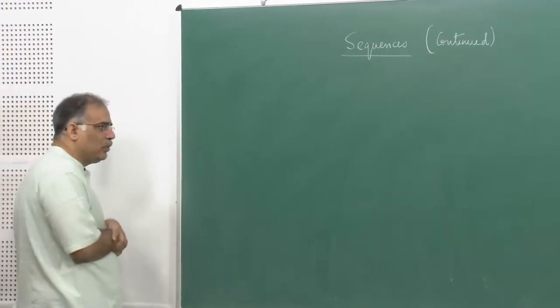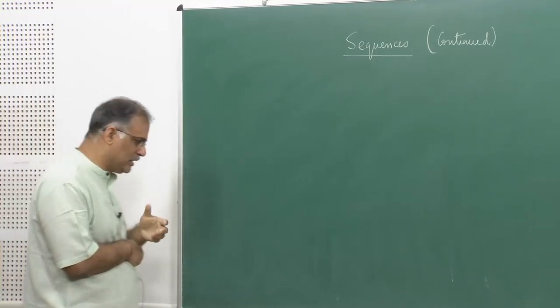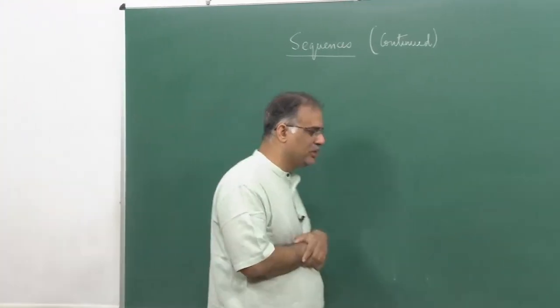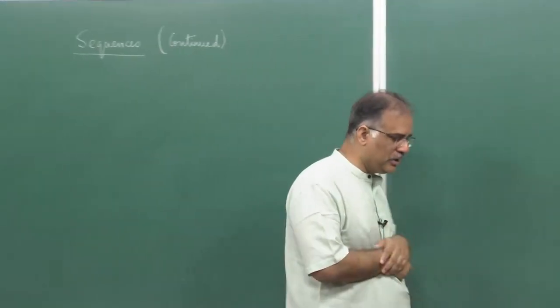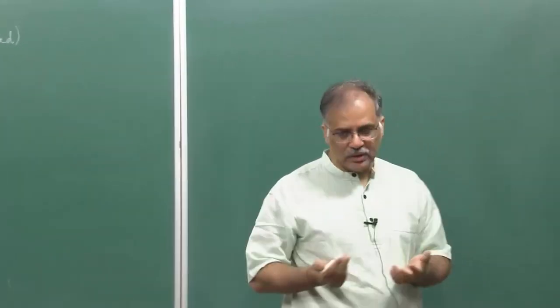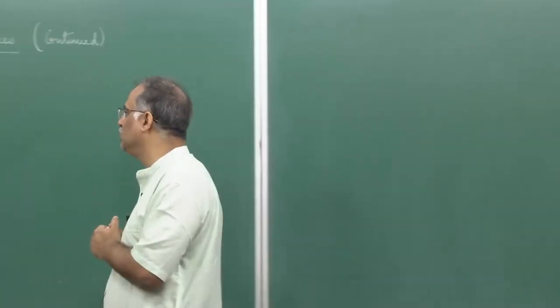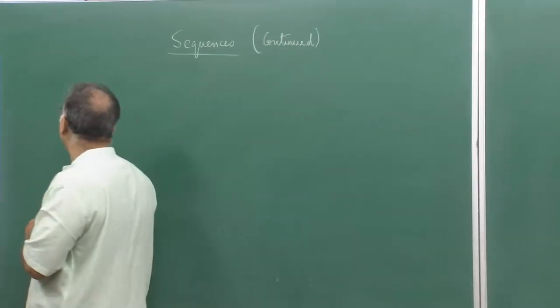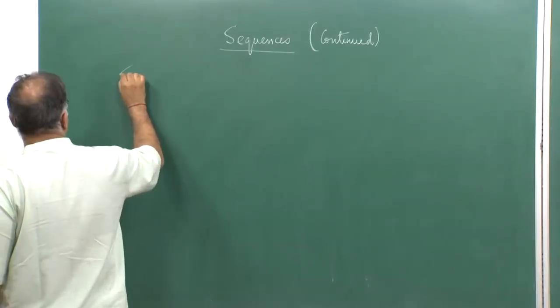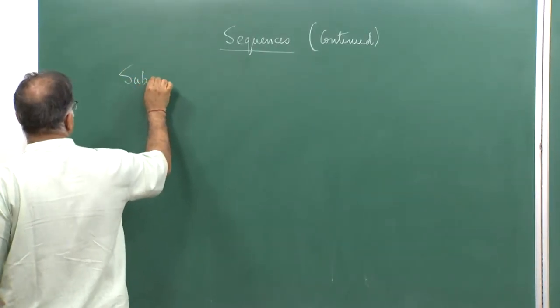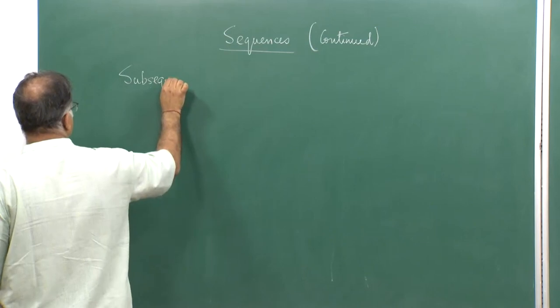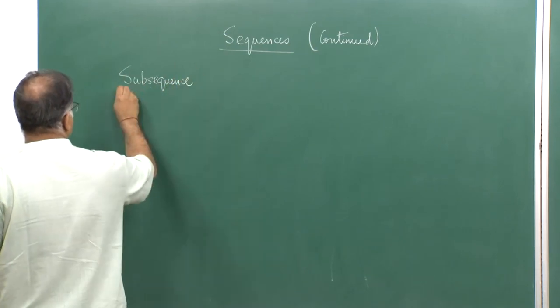So going back to sequences, you have learnt about what is a sequence and the nature of sequences. One is convergent, and the divergent series has two natures. One is oscillating and another one is blowing up or blowing down, whatever you want to say. So we will now talk about something called a subsequence, which is a key notion in our study.